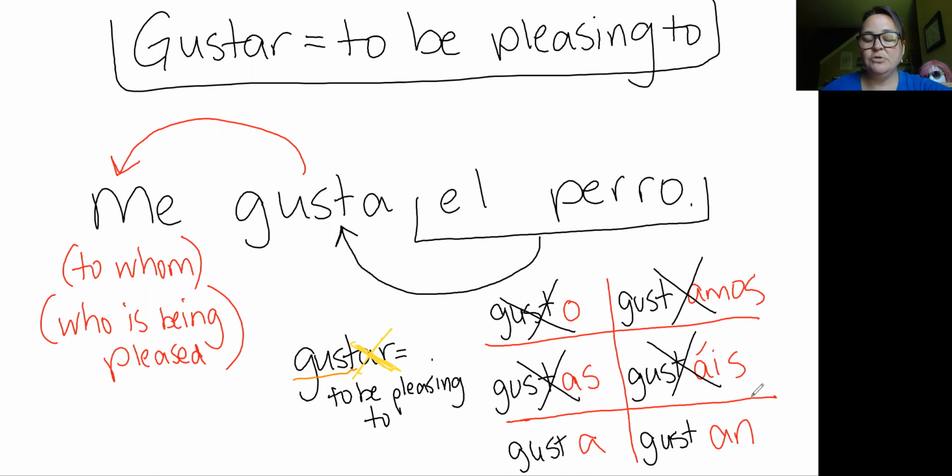If you need more time to copy what's on the screen here, just pause here because I'm going to wipe it clean and keep going. Okay, so why do we only ever use gusta or gustan? Because we only ever have singular or plural subjects that are pleasing to us, right? So I might say, me gusta el perro. I like the dog, okay? Or it literally says the dog is pleasing to me, although we often just translate it as I like the dog.